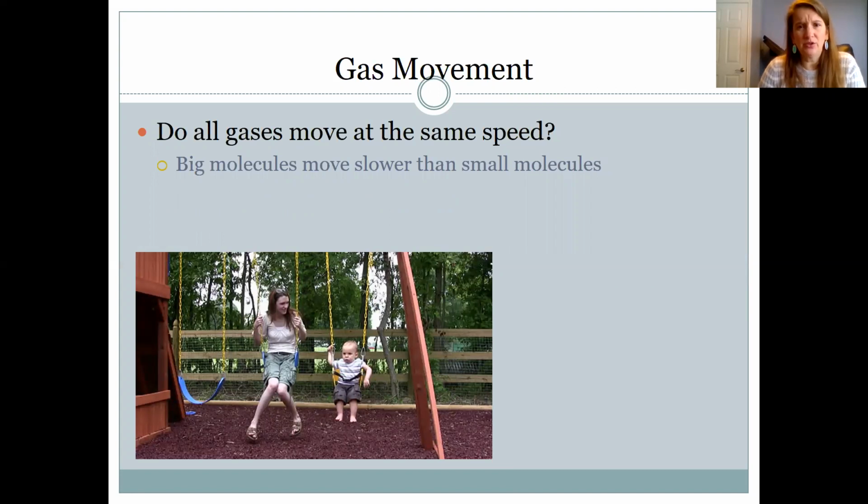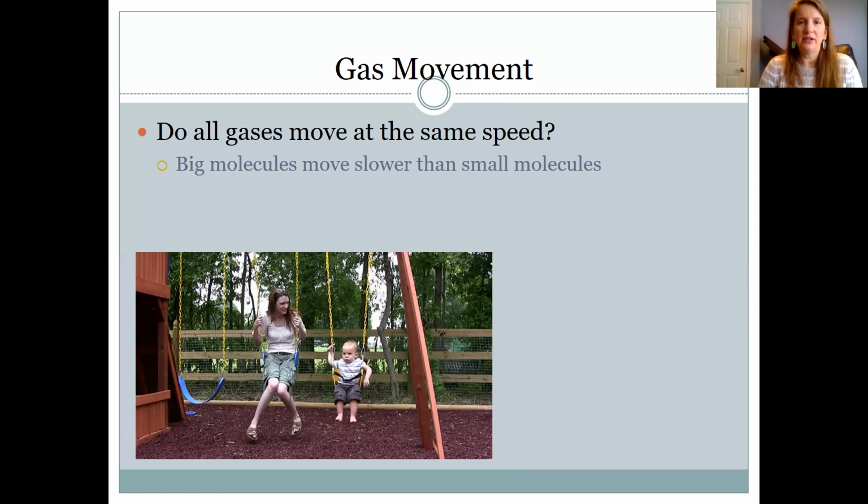So, do gas particles all move at the same speed? No. And you should have seen that during the computer simulation. So if you see these two people on the swing, we have the adult and we have the baby. If you exert the same amount of force on both of them, and neither one is helping, so they're not using their legs and they're not kicking and helping them swing themselves, you're just pushing them with the same amount of force, which one's going to be able to move more? The baby's going to be able to move more because the baby is lighter.